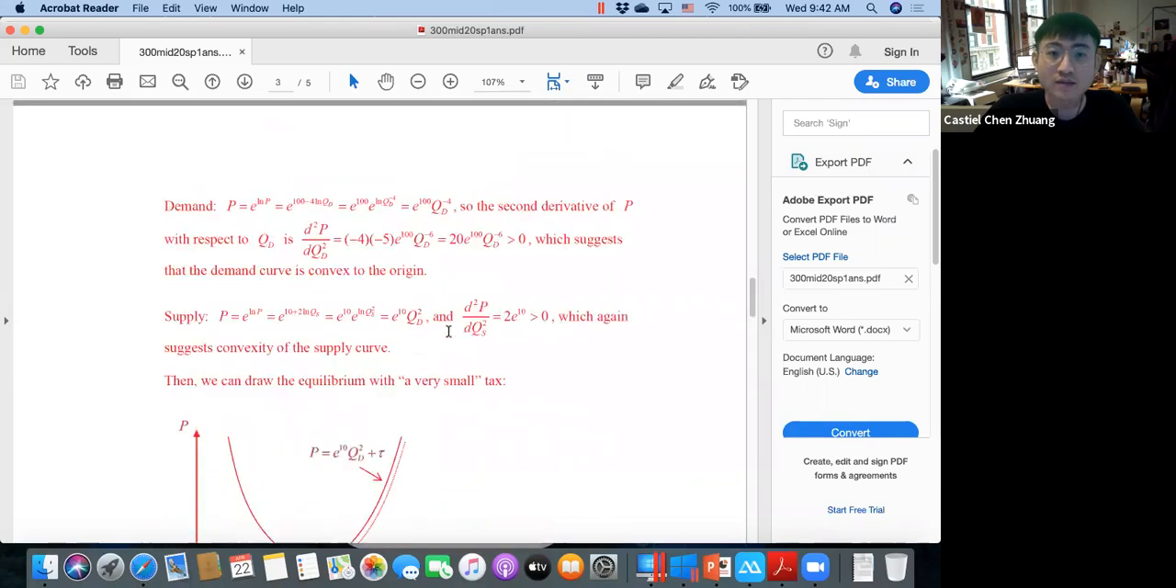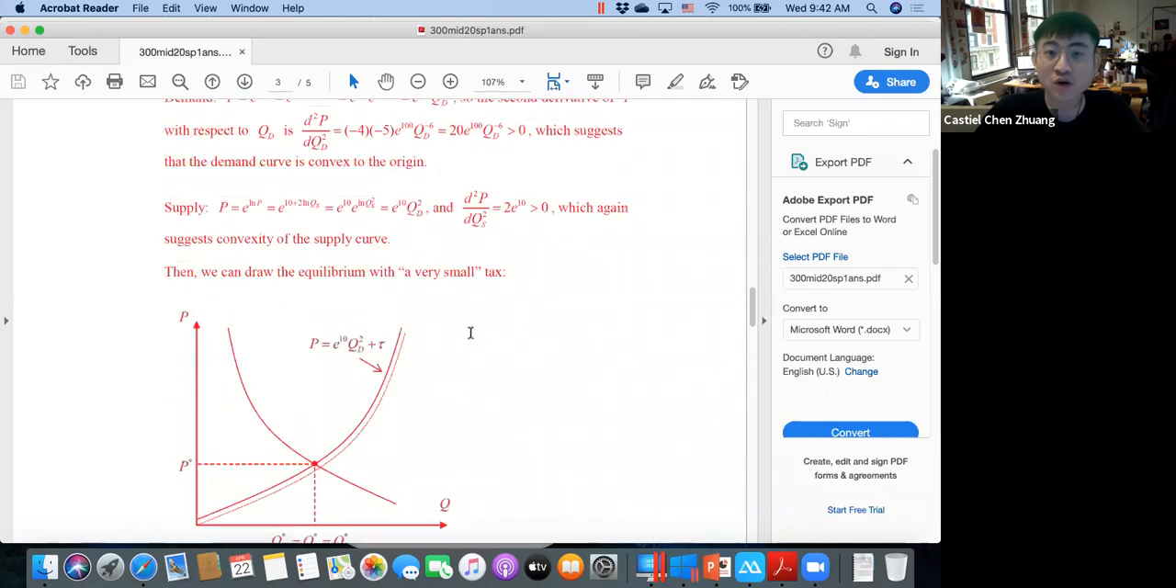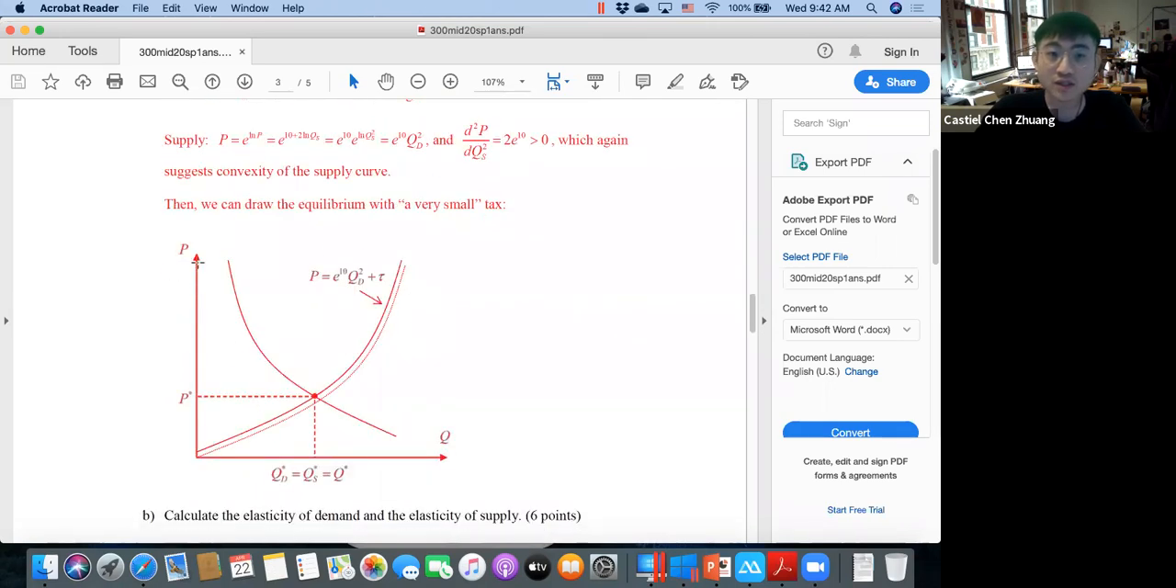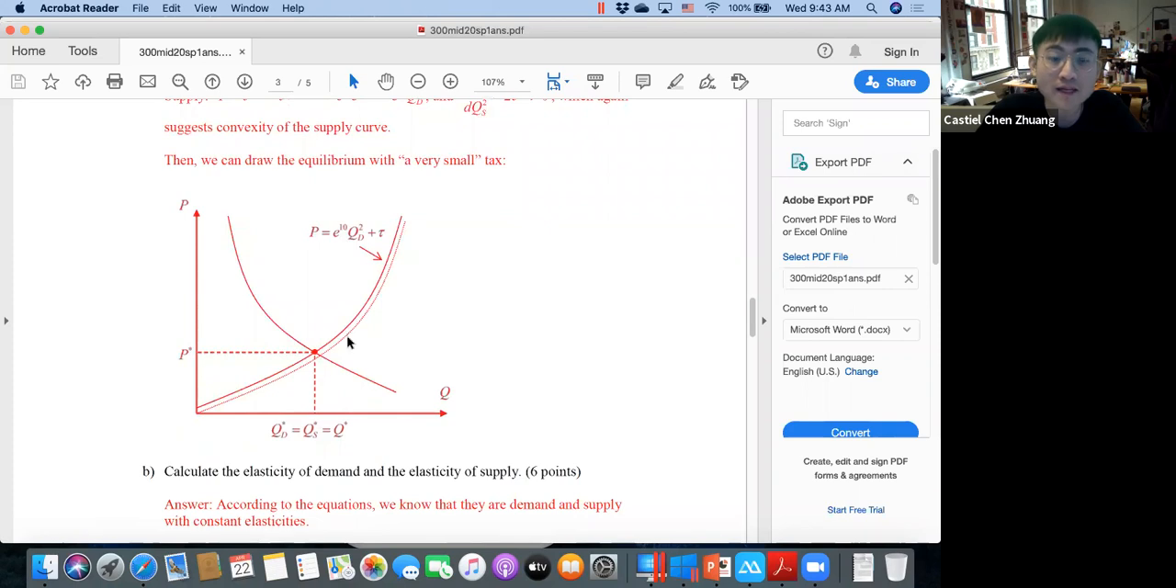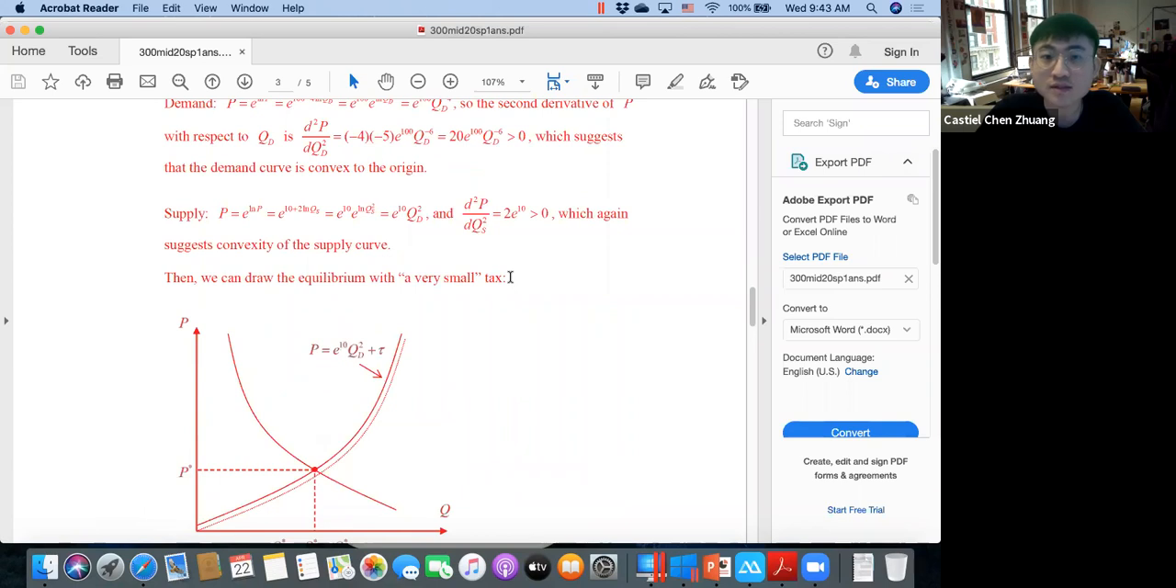So although I wrote a lot here, you don't have to show all those calculation steps. You just need to show the right shape of the demand and supply curves. And here, you should notice that without the tax, the supply curve starts from the origin. And then with the tax, it moves up a little, not much because it's a very small tax. So we're trying to calculate elasticity here, but because it's very small, we ignore this tax.